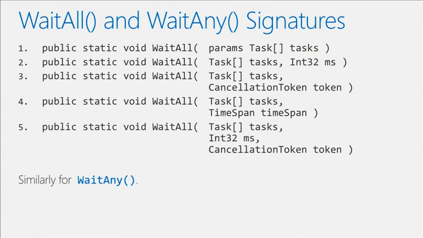You also have signatures that allow you to specify a millisecond timeout, or use a cancellation token to cancel the waiting. You can pass in a time span object as a timeout, and one that also lets you specify both a timeout and a cancellation token. So you can basically interrupt your wait as often as you want.